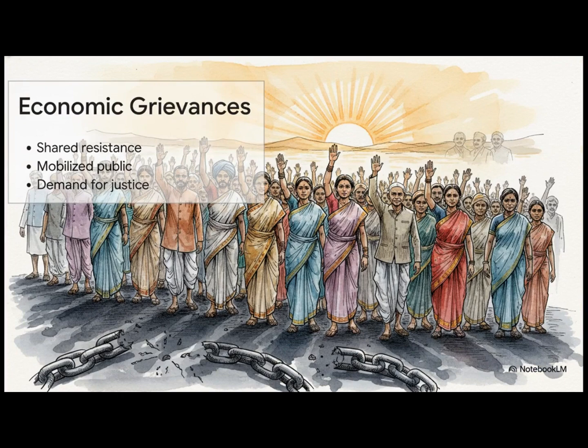Immense suffering inevitably fuels immense political pushback. And what's fascinating here is how shared poverty and structural inequality became the ultimate catalyst for political consciousness. Economic grievances united the masses across completely different regions and communities. Leaders like Dadabhai Naoroji, Muhammad Ali Jinnah, and Mahatma Gandhi utilized this shared exploitation as a platform to really mobilize the public. People's demands rapidly shifted from just asking for better administrative policies to outright demanding self-governance and economic justice.